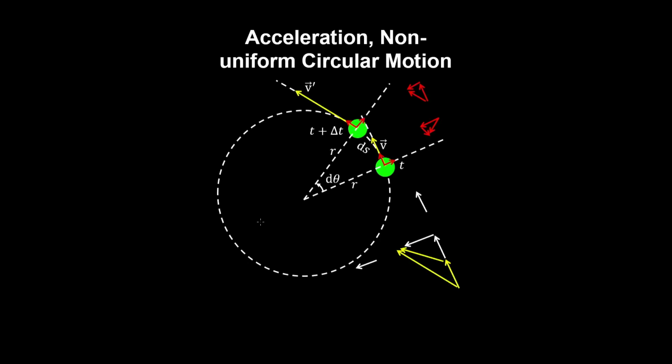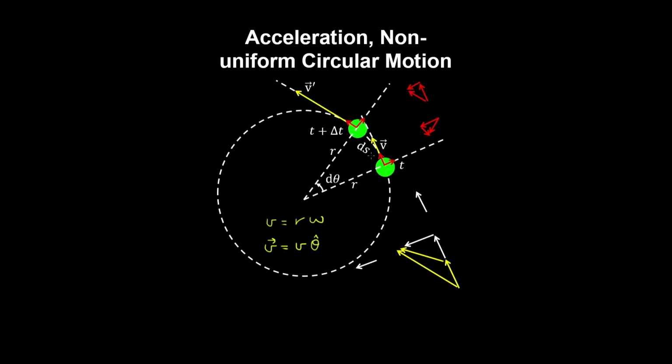In our previous analysis for uniform circular motion, we derived the following quantities. So the speed was equal to the radius of the circle times the magnitude of the angular velocity, and that's tangential to the path. And we had the velocity being equal to the speed in the tangential or theta direction.